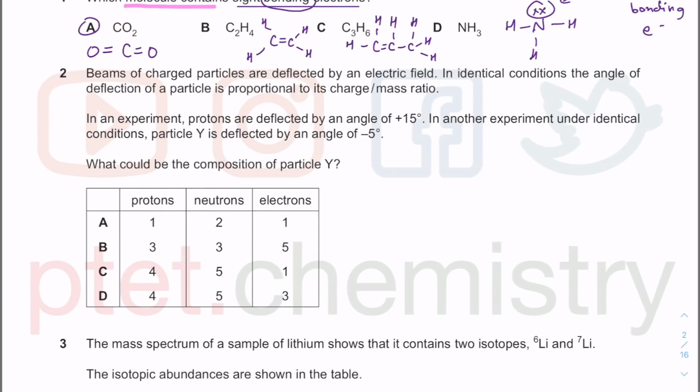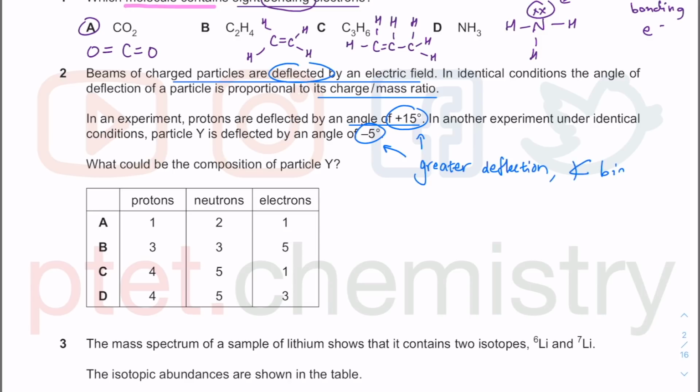In this second question, what do we have here? We have beams of charged particles in the presence of an electric field. So there's a deflection because they are charged. And the angle of deflection is proportional to the charge over mass. So there is something to do with the charge, there's something to do with the mass. So first of all, this angle of plus 15 degree, meaning to say compared to minus 5 degree, so greater deflection.